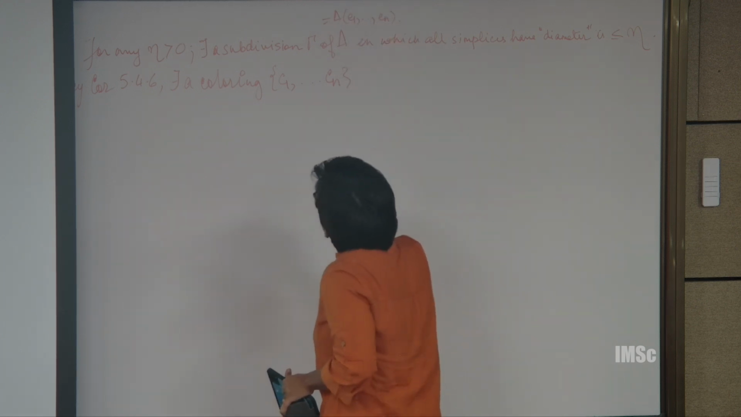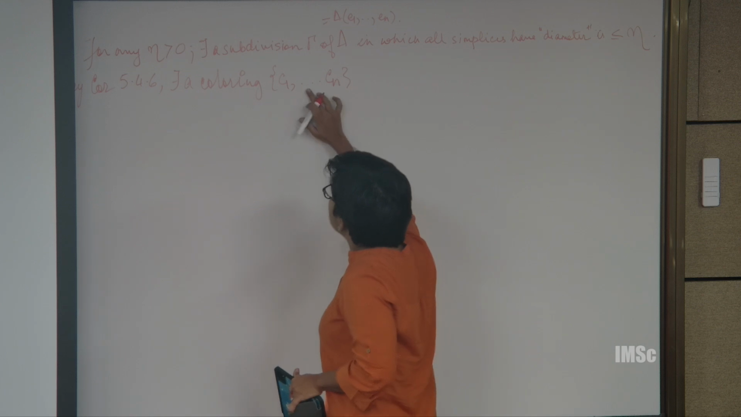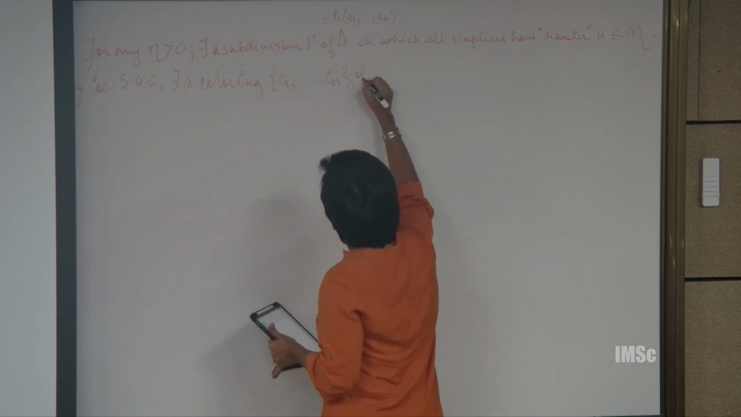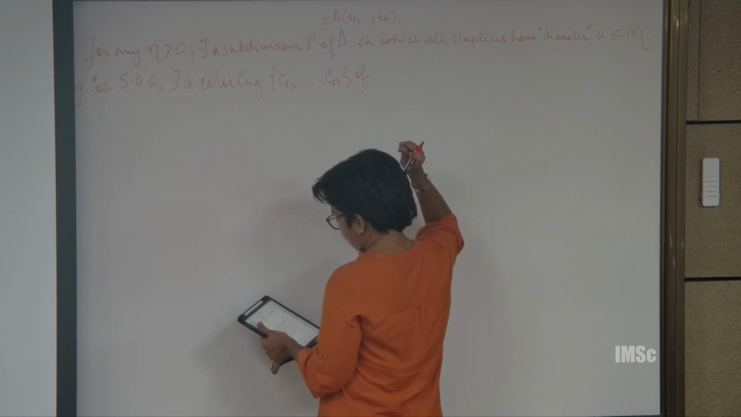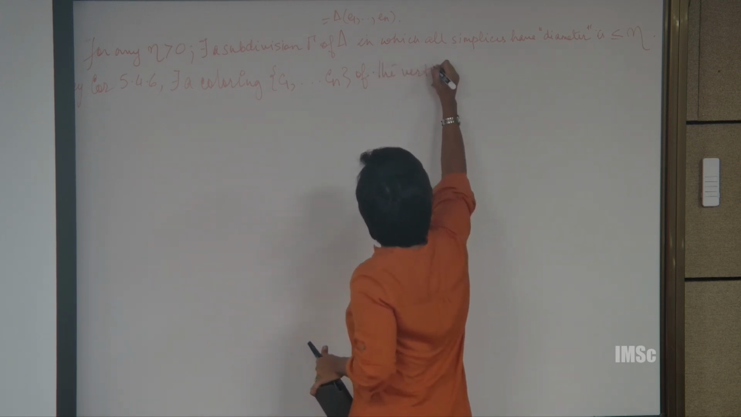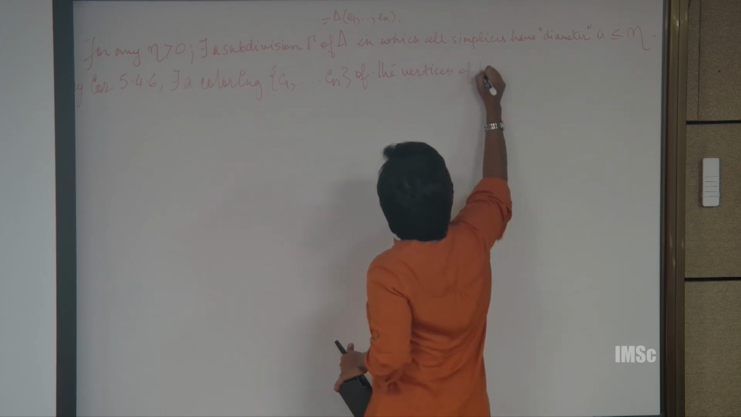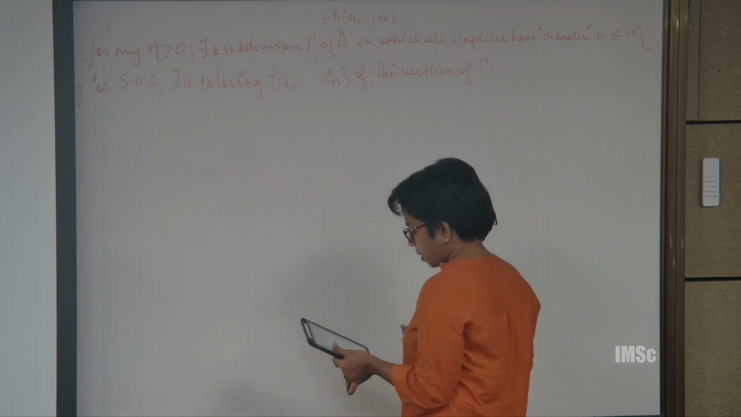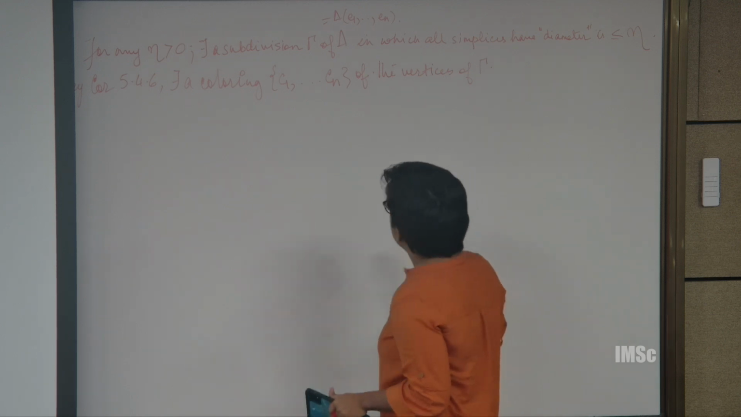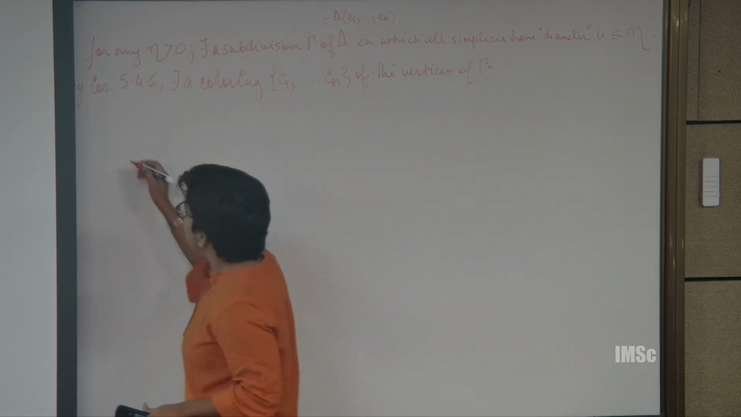Okay, so this is an n minus 1 simplex. So we need n colors only, coloring the vertices of tau. Okay. Now this is the thing, the association.